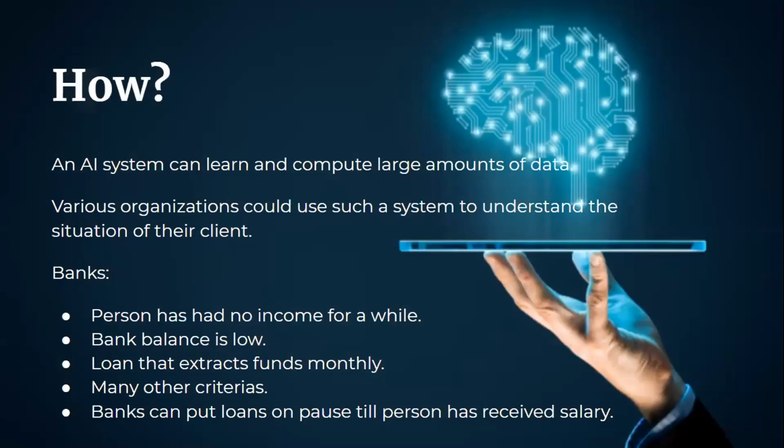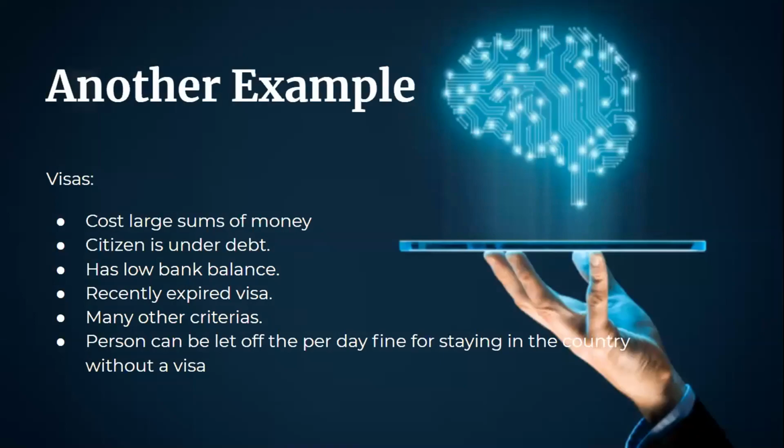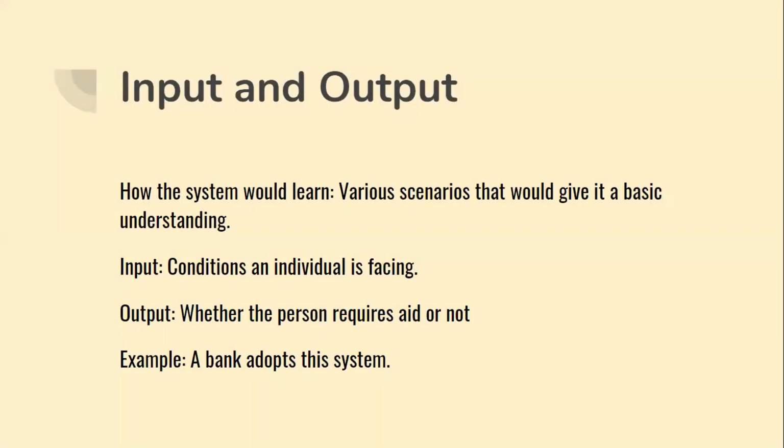If a person has no income and all these other conditions, then the AI system would say that yes, he needs aid, and then people from the bank could investigate this. Another case would be a person who has had no income for a while, but his bank balance is not low enough, and he could sustain for, say, about a year. Then he probably doesn't need any aid. And the output, as I said, would be whether the person requires aid or not.